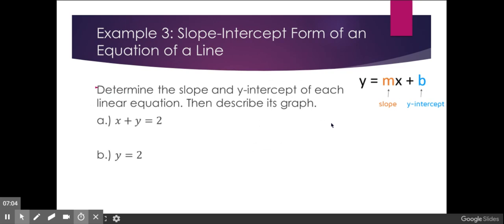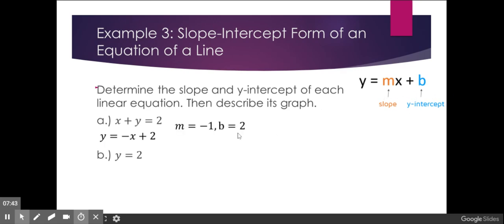In this example, slope-intercept form, determine the slope and y-intercept of each linear equation, then describe its graph. If we want to know the slope and y-intercept, we probably want to put it into slope-intercept form, which is our y equals mx plus b. Thinking about this, it's essentially solving for y, because you want y on one side of the equation. Looking at our first equation, y is not alone. We have this x plus in front. So our first step is to subtract x to the other side. Now we have y equals -x plus 2. Y is finally alone on this side, and so now it's in slope-intercept form.